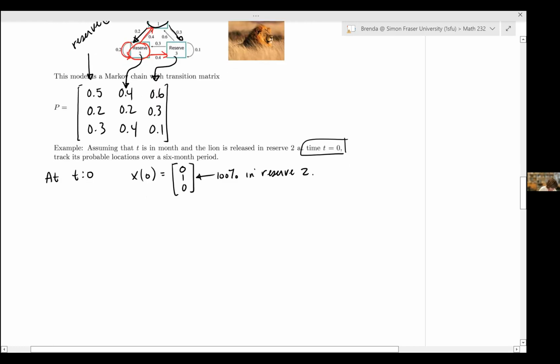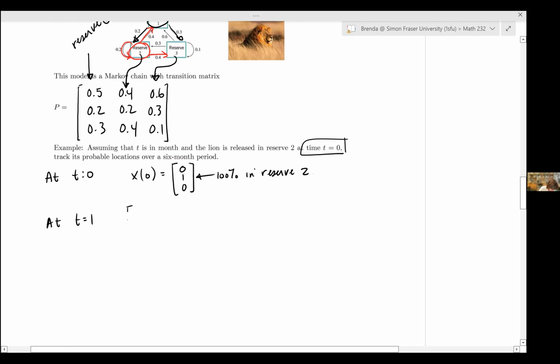Now what I want to show you first is time t equals 1. Whatever that is, this time t is in months. So in the next month, where is the lion going to be? Well, he will be in one of the 3 reserves, but with different probability. So let's look at what happens at time 1.